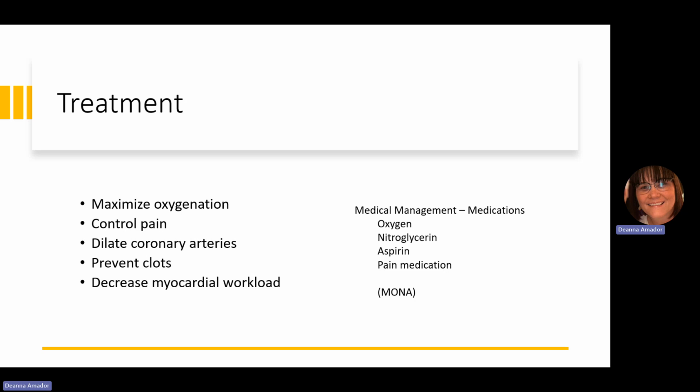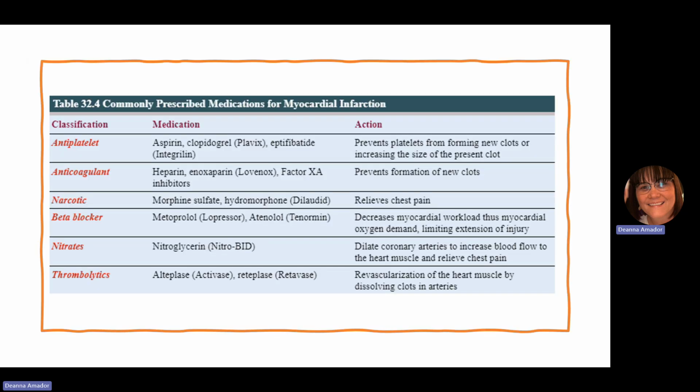Another medication that you might want to think about is clopidogrel or Plavix. These are also medications that they use to inhibit platelet activation as well. So you can look on 32.4 for more medications that are used for treatment of MI. Pretty much this is what we just got done talking about.